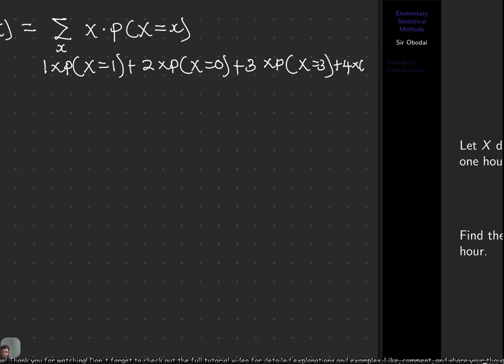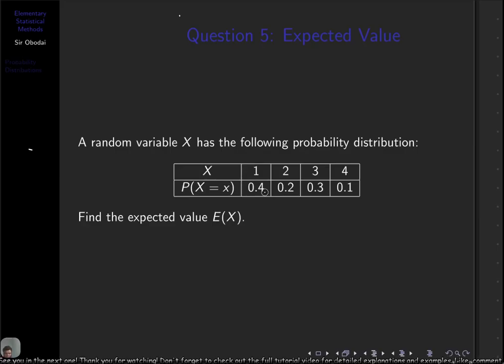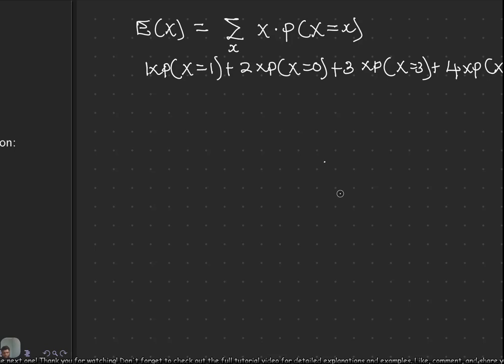Since they are not fitting there, let me just copy it and then write it again. Yes, so this is what it's going to be, right? So from the table we are multiplying everything: 1 by 0.4, 2 by 0.2, 3 by 0.3 and then 4 by 0.1. So now that we have written our formula, let's quickly do our substitution.